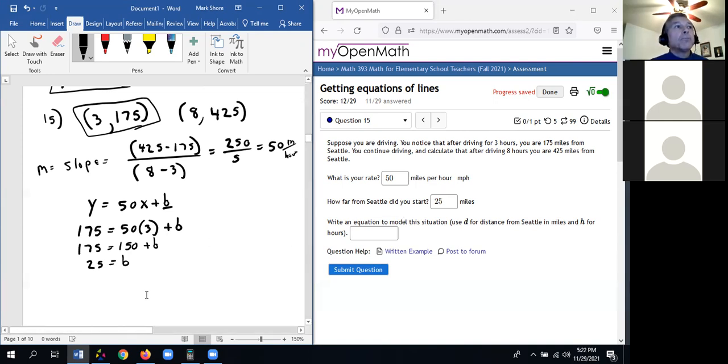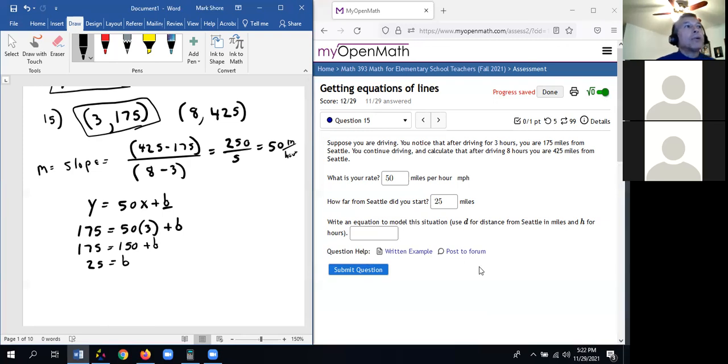So we did it with algebra, but here we did it kind of thinking our way through, right? If you want to get it from the start, here's 3 hours in. We know the speed is 50 miles per hour. 3 times 50 is 150. And if you take that off of the 175 miles that he's away from Seattle in 3 hours, so 175 minus that 150 is 25 miles that he's from Seattle. And here's just working it out.